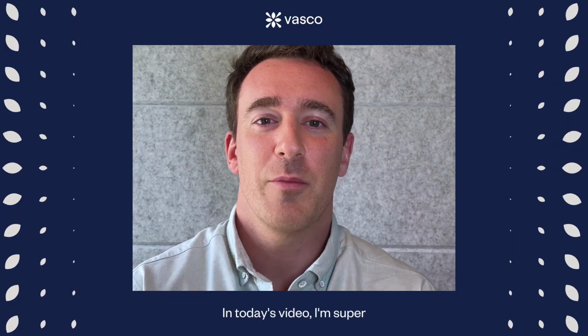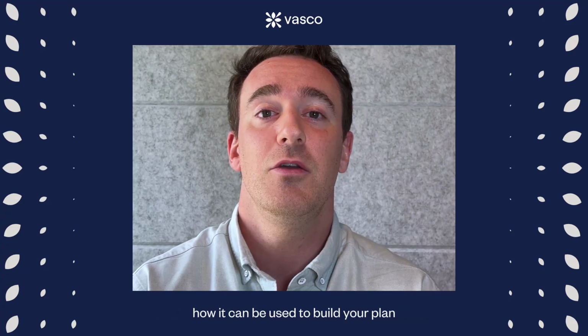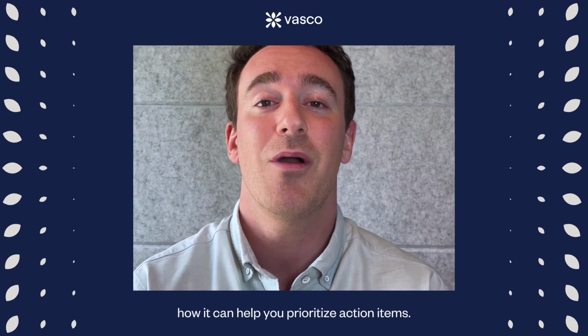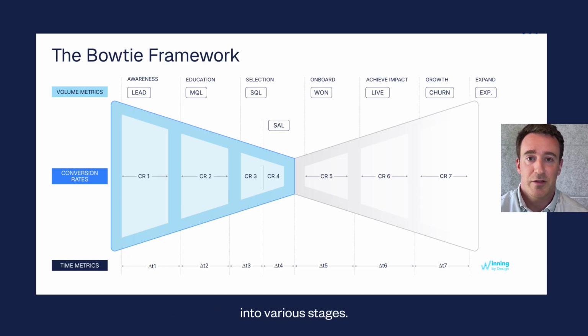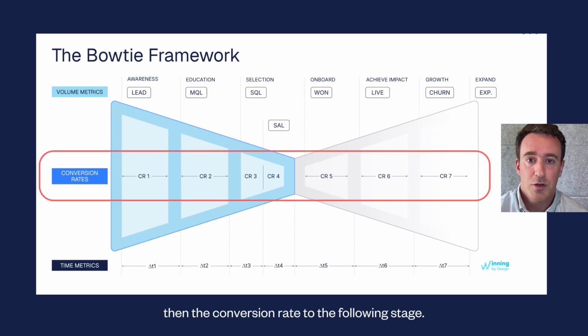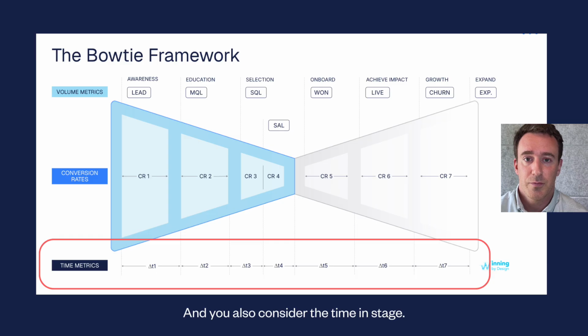In today's video, I'm super excited to talk to you about the bowtie framework, how it can be used to build your plan and then track actuals, and more importantly, how it can help you prioritize action items. Let's jump in. So as you know, with the bowtie framework, you're breaking down the customer journey into various stages. Within each stage, you'll have the volume metric, so the input, then the conversion rate to the following stage. And you'll also consider the time and stage.